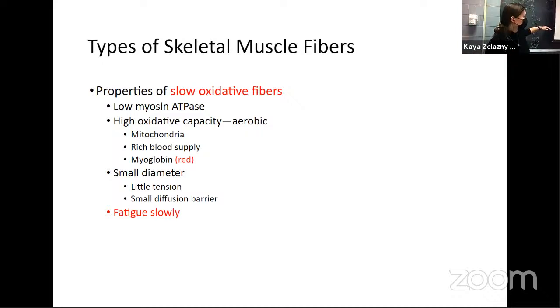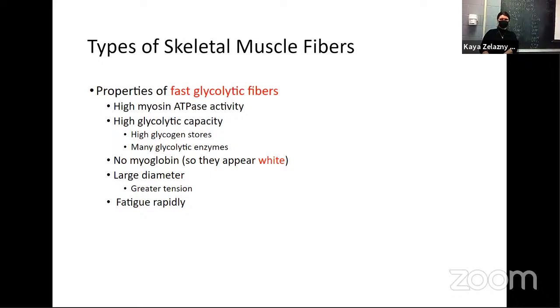And they fatigue slowly because that's related to that property of this low myosin ATPase activity and this oxidative phosphorylation fiber type, right? So you can use them for longer. Takes them longer to run out of juice.